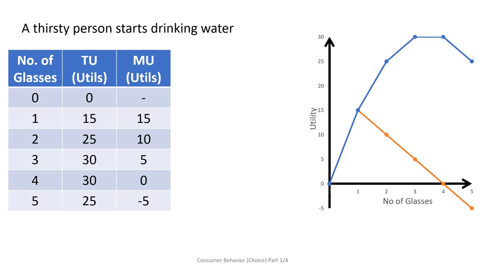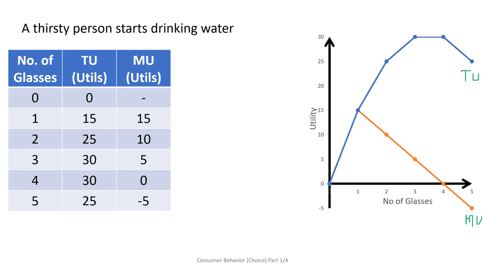Plotting on the graph, we represent the number of glasses on the x-axis and the utility on the y-axis. We can see that the total utility first increases, but it is increasing at a decreasing rate. It reaches a maximum point and then starts falling. Whereas the marginal utility is falling right from the start. It starts from a positive number and goes on to decrease until it becomes negative.